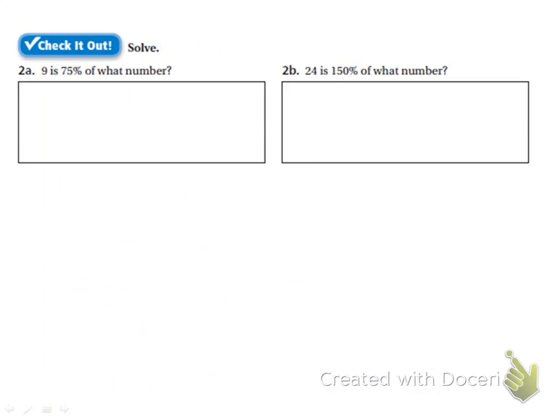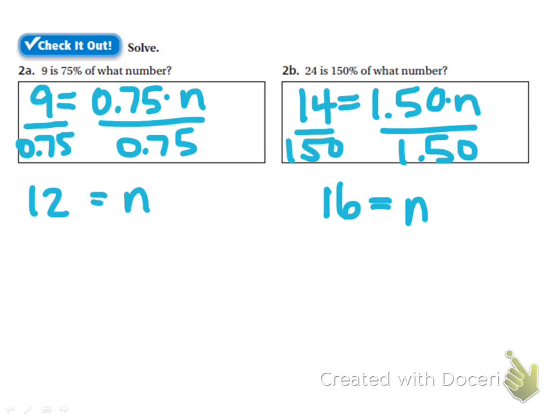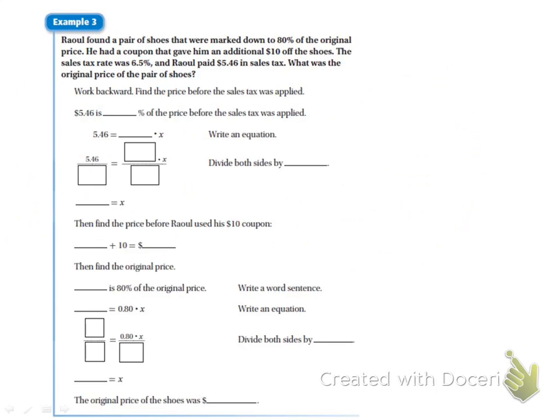Okay, I'd like you to pause the video and do check it out, 2A and 2B on your own. Okay, you should have set up the equations. 9 equals 0.75 times N. Divide each side by 0.75, and then we get 12 equals N. Same thing on 2B. 14 equals 1.5 times N. We change 150% to a decimal. Divide by 1.5, divide by 1.5, and your answer, 16 equals N.